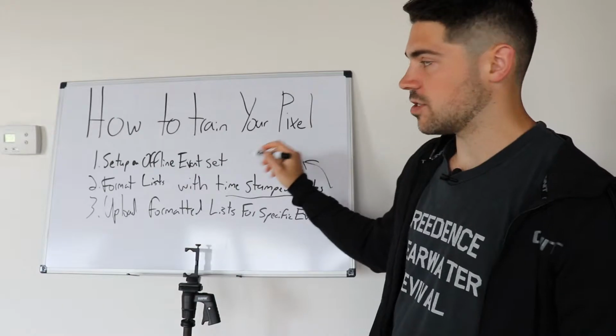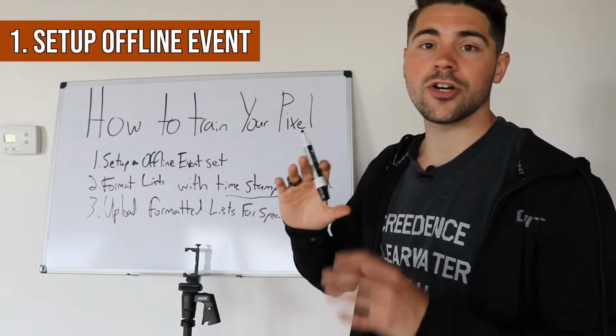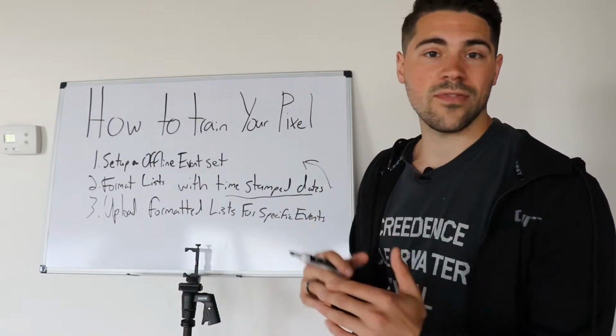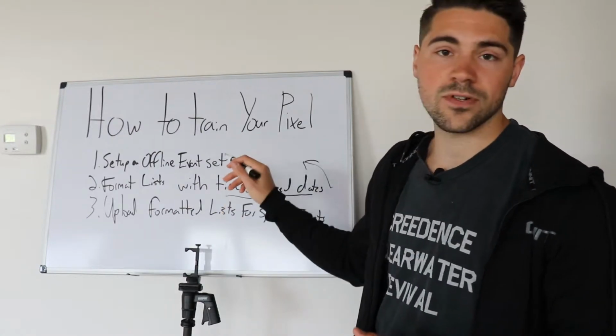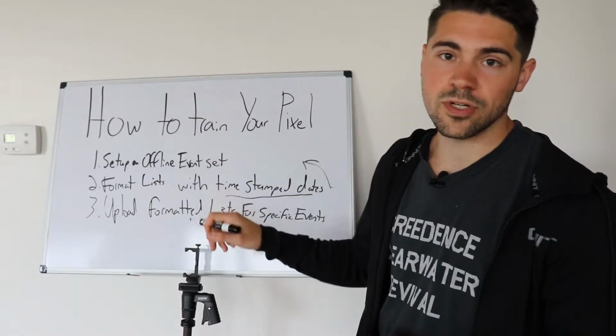The first thing you're gonna have to do is go into the Facebook platform and set up an offline event set. So just go under events, click pixels, click offline event set up. That's the first thing that you're going to need to do. Make sure you have access to that. Otherwise, you won't be able to follow step 2 and step 3.